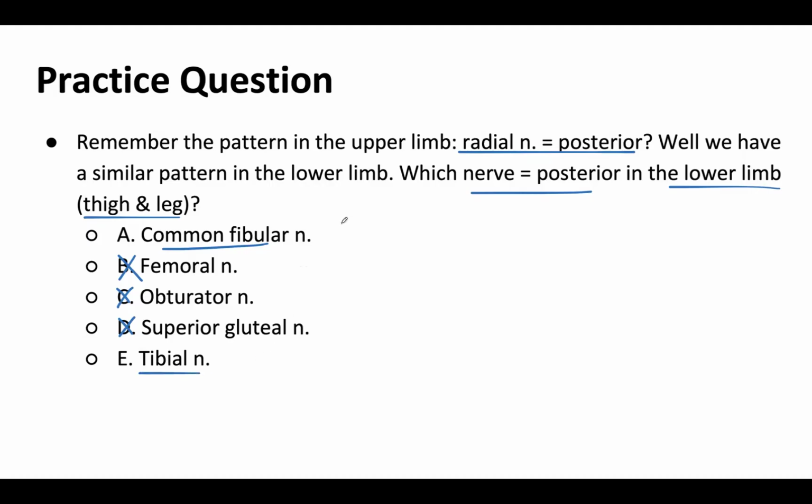We haven't talked much about this common fibular yet, but it is the other terminal branch of the sciatic nerve, along with the tibial nerve. So it is the tibial nerve that is innervating the posterior compartments of the lower limb, specifically the thigh and the leg. So E, tibial nerve, is going to be the correct answer. More to come on this common fibular in our last video. Common fibular and tibial nerve will play big roles in the leg. Excellent.